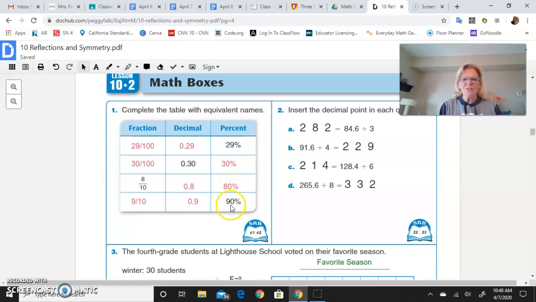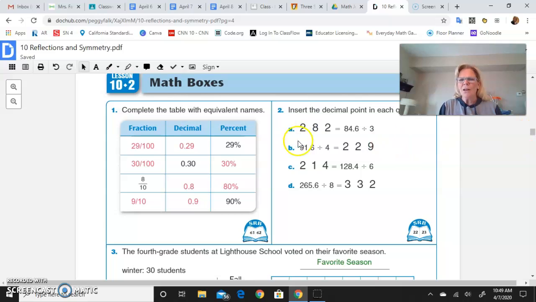And then 90% would be 0.90 or 0.9, 9/10, 90 hundredths, or 9/10 as a simplified fraction. You could also write that as 90 over 100.